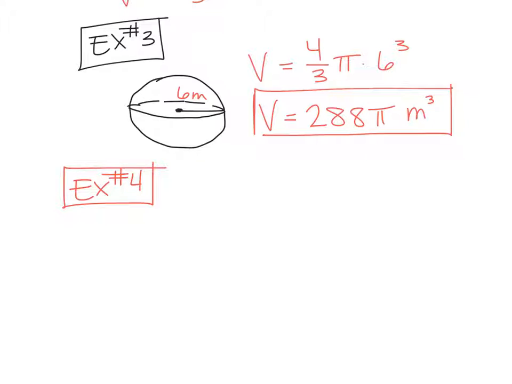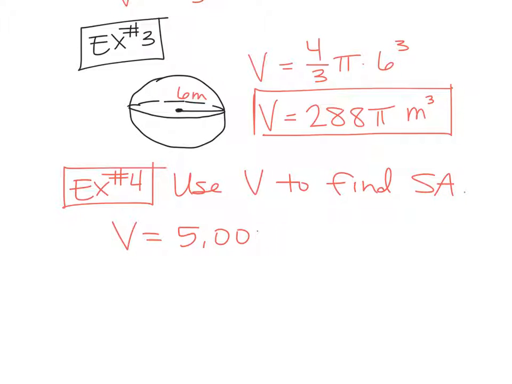All right, example 4. This one we're going to use the volume to find surface area. So they're starting us with volume, and we're going to find surface area. They tell us the volume of a sphere is 5,000 cubic meters, and they ask, what's your surface area?